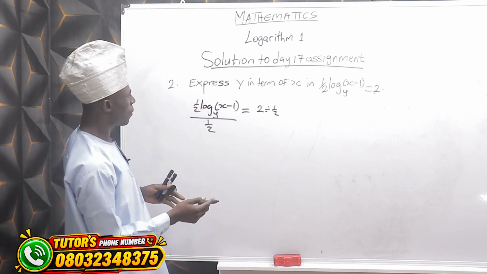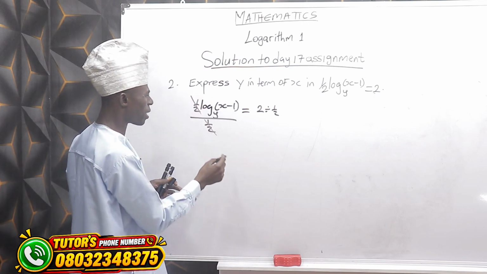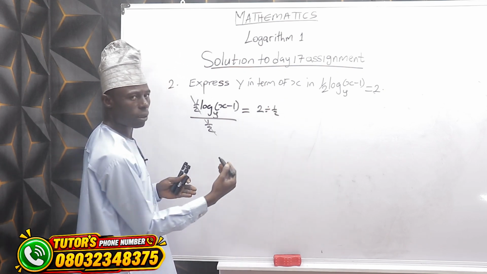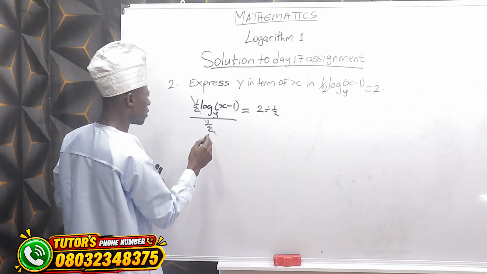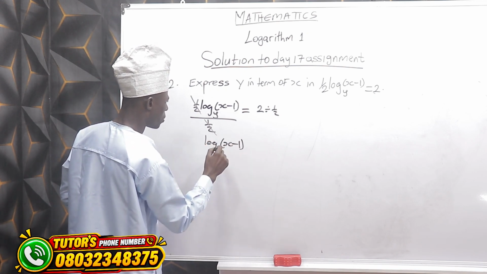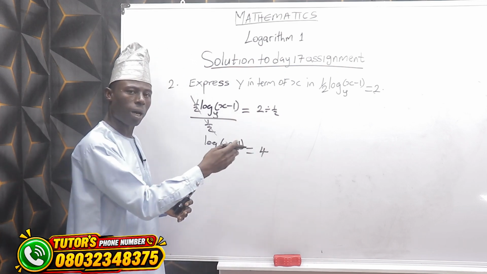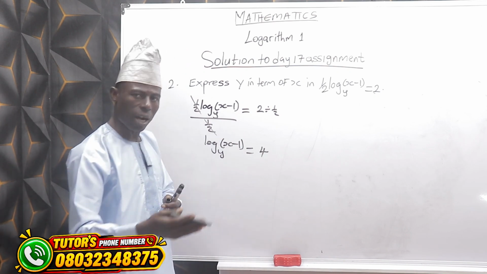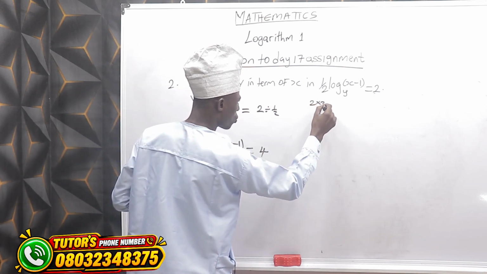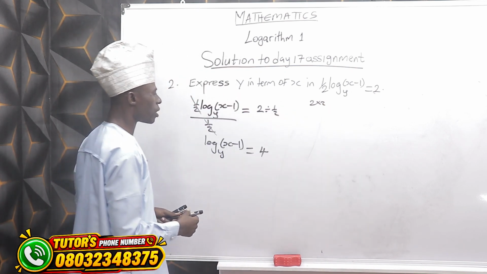This is what I say. I'm dividing both sides by half. The half here, we cancel the half here. The half here is what I put to the side. You understand? So log (x minus 1) base y is now equal to 4. When you divide 2 by half, you get 4. You understand? That is 2 times 2. That is it. 2 divided by half is 4.